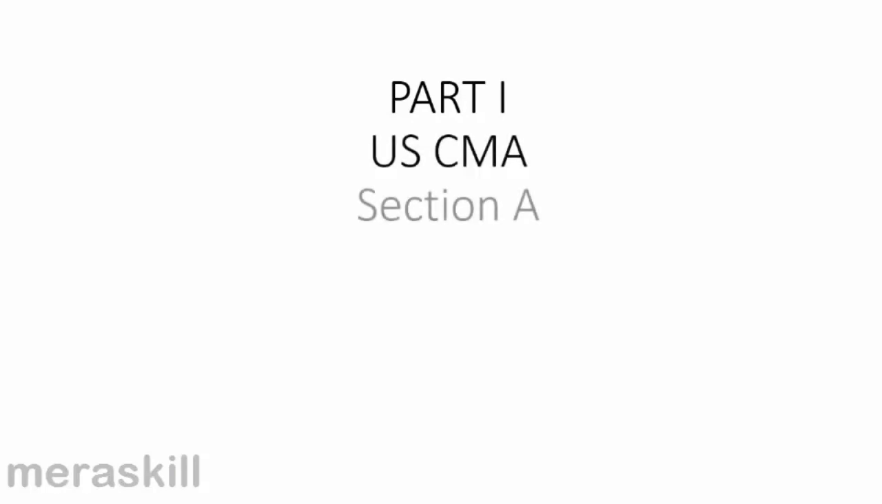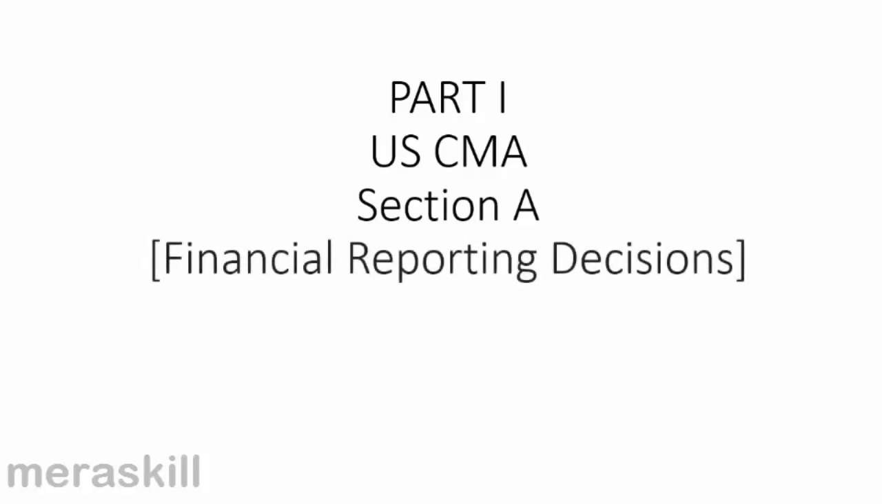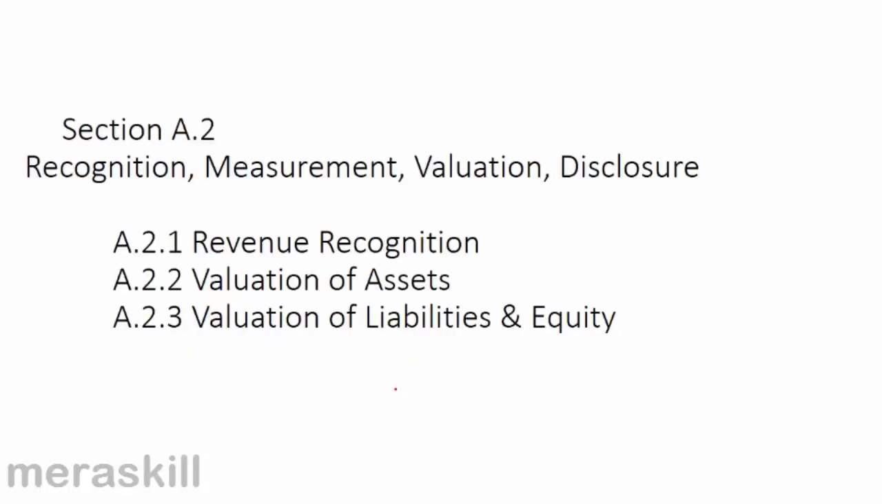We shall be discussing a part of section A. Section A is financial reporting decisions and accounts for 15% of the total marks of part 1. But in this module we will be discussing only revenue recognition. One part of financial reporting decisions was financial statements, which we've already discussed in another module. Now we are discussing a part of recognition, measurement, valuation and disclosure. In this module, we'll be discussing revenue recognition.